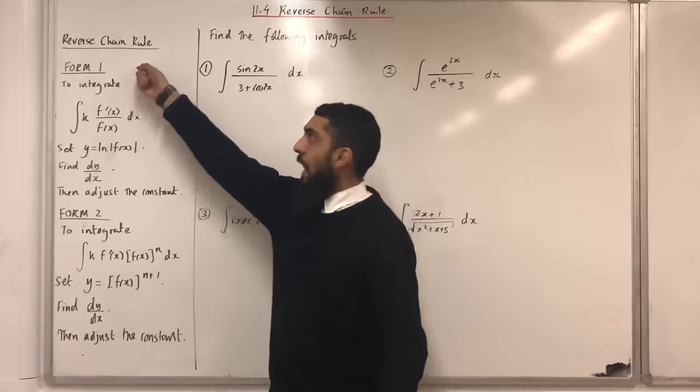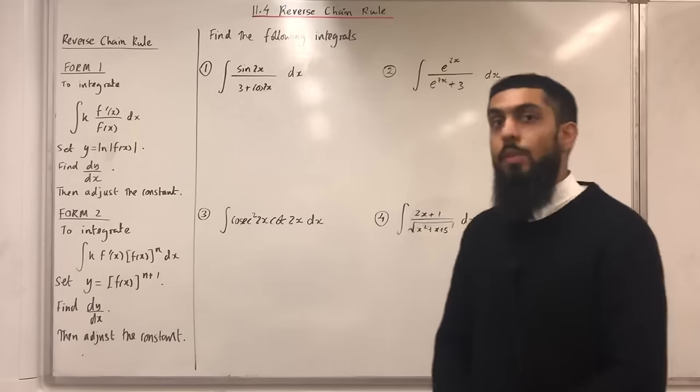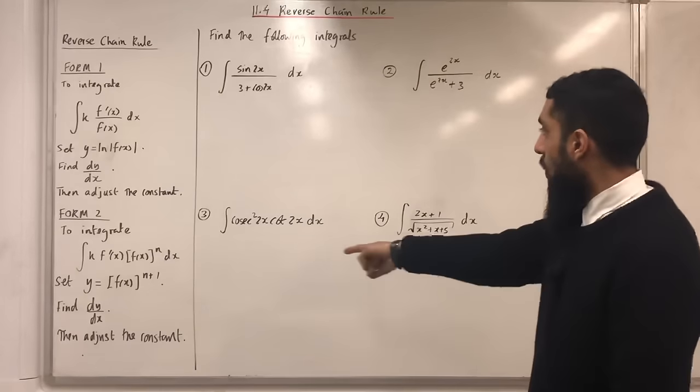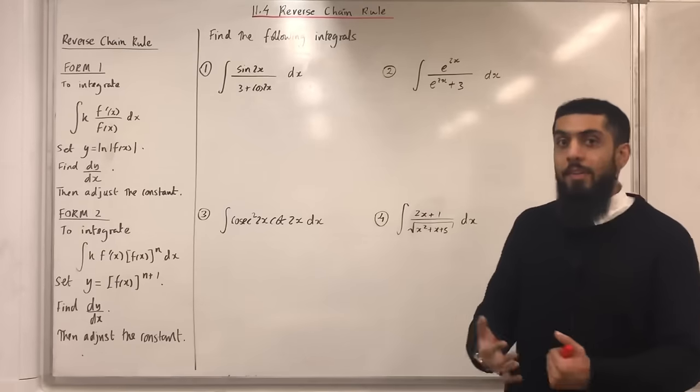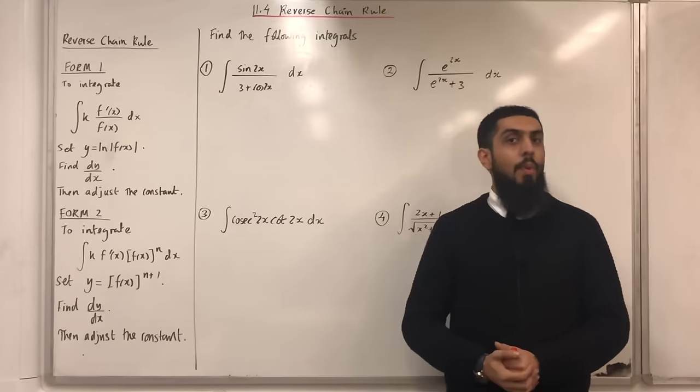Over here, I have a summary of the reverse chain rule, Form 1 and Form 2. I want to work out the following integrals, 1, 2, 3, and 4. My first task is to identify what form these integrals follow. It will be either Form 1 or Form 2.